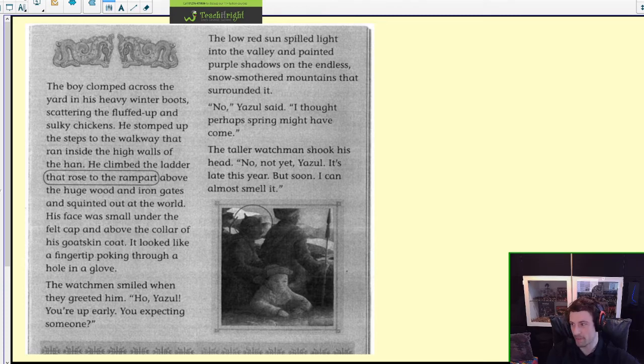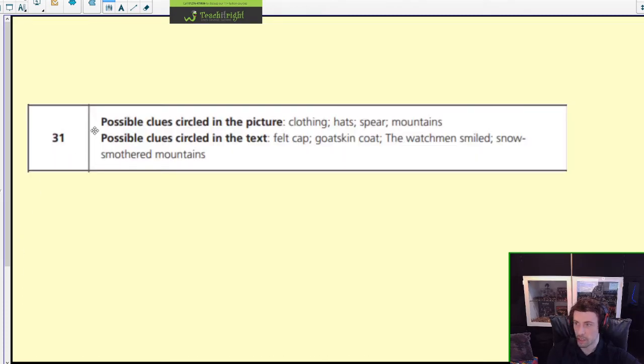Okay, welcome back. Let's have a look at some potential answers. Possible clues in the picture could be the clothing, the style of clothing, the hats that they're wearing, the fact that he's holding a spear. That's quite a clue for one of the answers. We'll see that later. And again, in the background, there's mountain scenery. It seems like you're quite high up, looking out over a plain with mountains in the background.